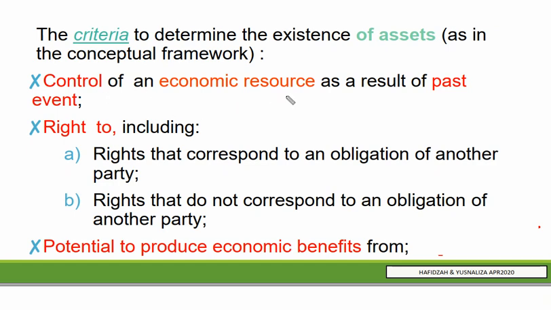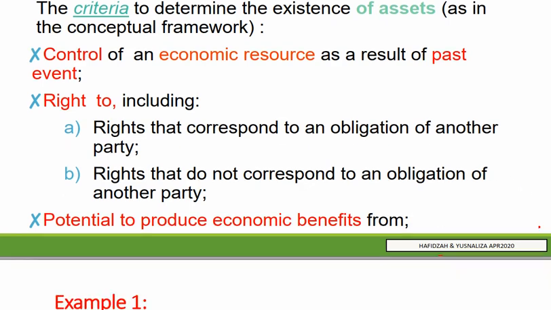Control of an economic resource as a result of a past event. That is the right to, including rights that correspond to an obligation of another party, rights that do not correspond to an obligation of another party, and the potential to produce economic benefits from. Let us look at example 1.